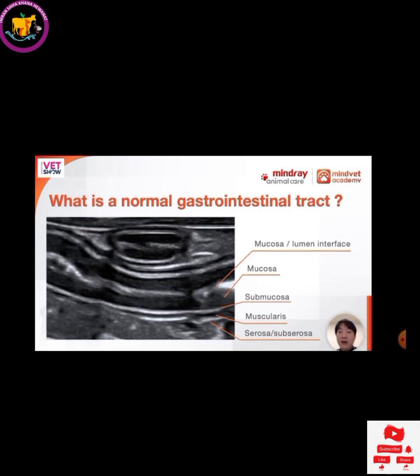This slide shows the normal ultrasound appearance of the intestine, consisting of 5 layers from inner to outer as follows. The inner mucosa to luminal interface appears as the hyperechoic line or bright line. Next is the mucosa. Mucosa appears as a hypoechoic layer or dark layer. This is the normal 5-layer appearance of the intestine.